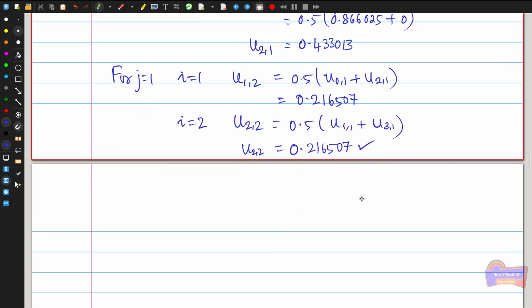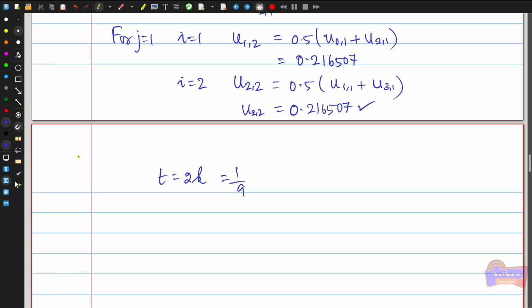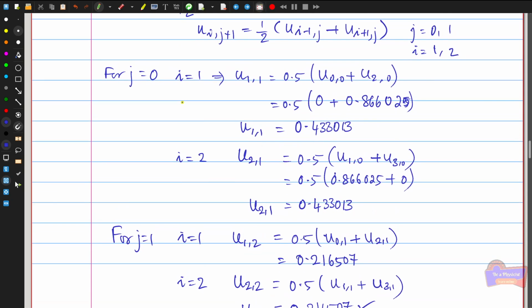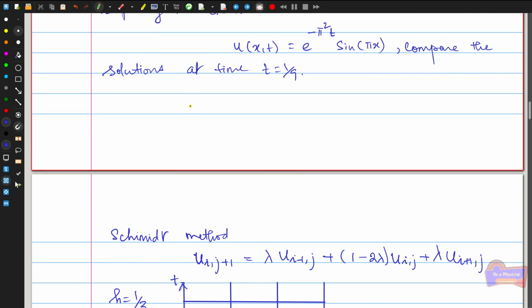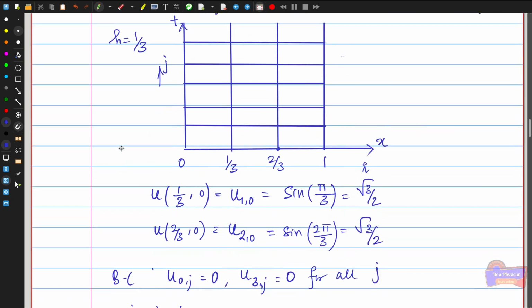Therefore, after the 2 time steps for j equal to 1, i equal to 2, for lambda equal to 2, we have t equal to 2 times k, because j is taken as 2. That is actually given as 1 by 9. Because we already know the mesh ratio parameter as c squared k divided by h squared. Here in this equation the c squared value is 1, because we have u_t equal to u_xx. So c squared is taken as 1.